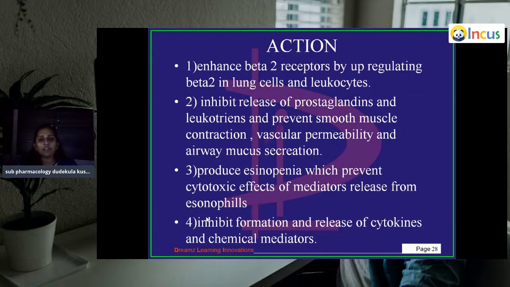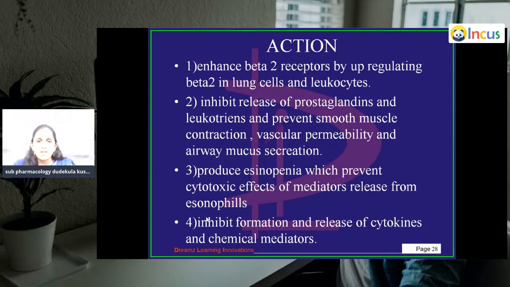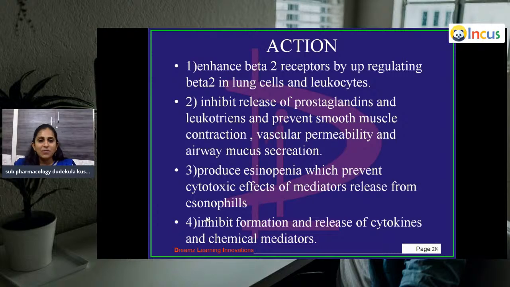Now, the mechanism of action of these corticosteroids. They mainly enhance beta-2 receptors by upregulating beta-2 receptors in lung cells and leukocytes. They also inhibit the release of prostaglandins and leukotrienes. These are very important for inflammation. By preventing this, it prevents inflammatory reactions like smooth muscle contraction, vascular permeability, and airway mucus secretion.